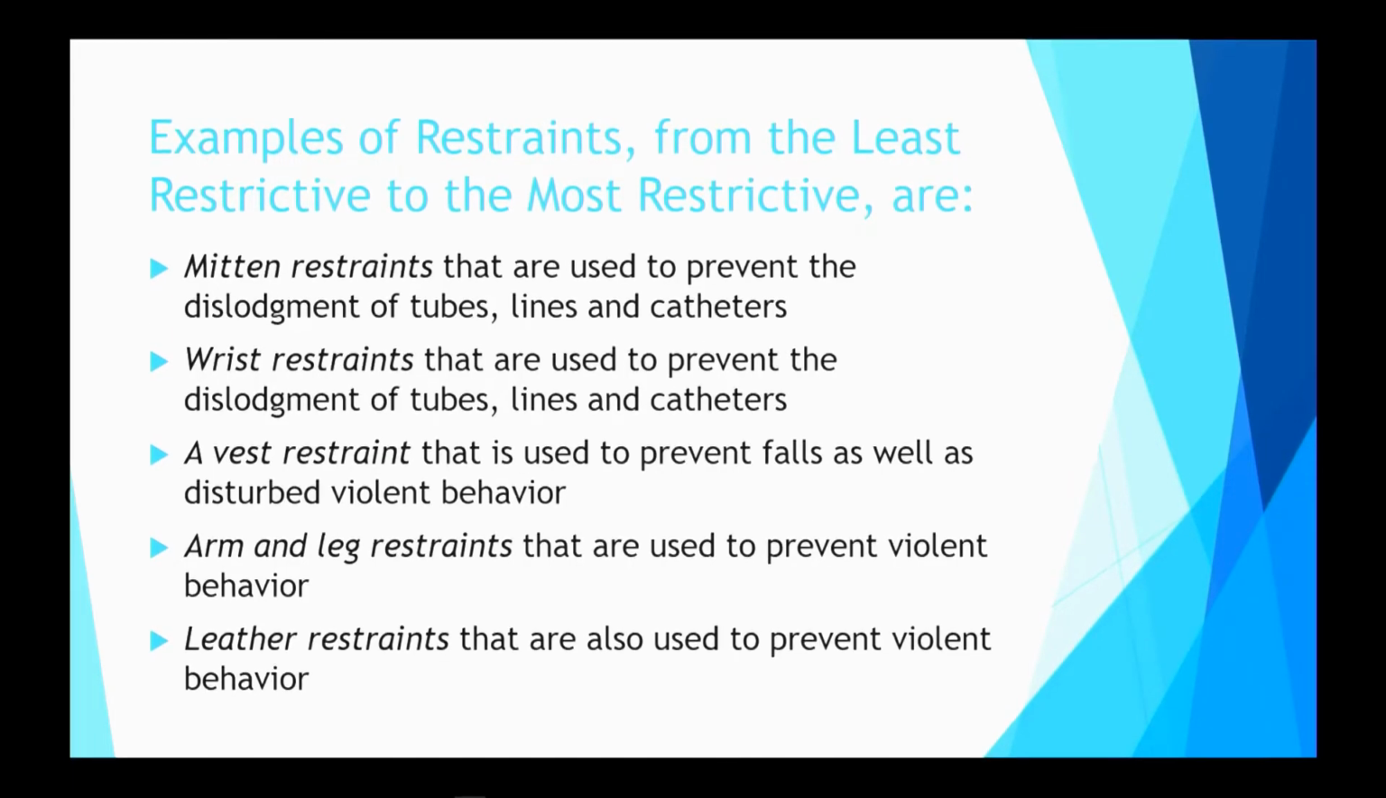Examples of restraints from least restrictive to most restrictive are mitten restraints, and those just cover the hands. They would probably be used to prevent dislodgement of tubes and lines. Then we would go to wrist restraints. Those are also used to prevent dislodgement of tubes, lines, and catheters. Next on the list would be a vest restraint, and this is sometimes used to prevent falls as well as disturbed violent behavior. Arm and leg restraints are used to prevent violent behavior. And then last, leather restraints. Those are also used to prevent violent behavior.